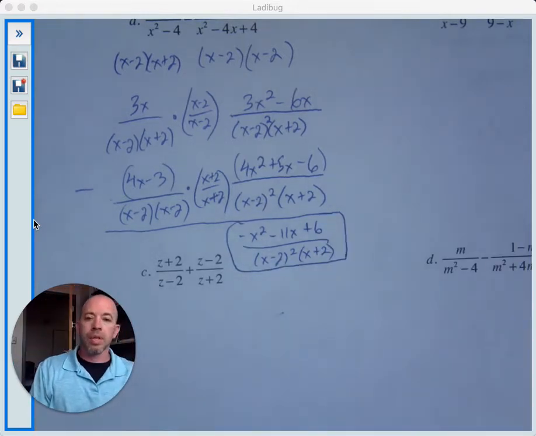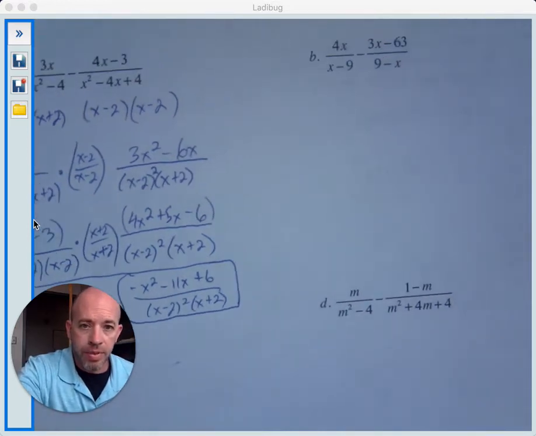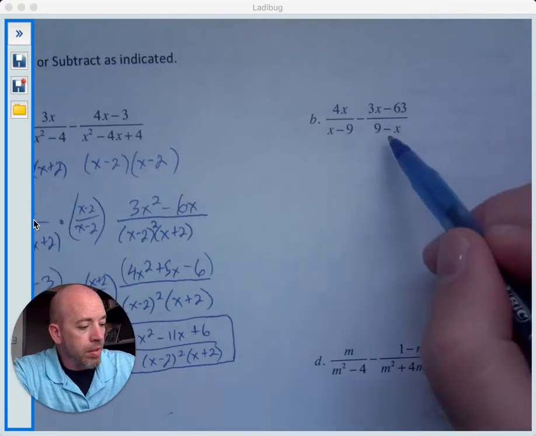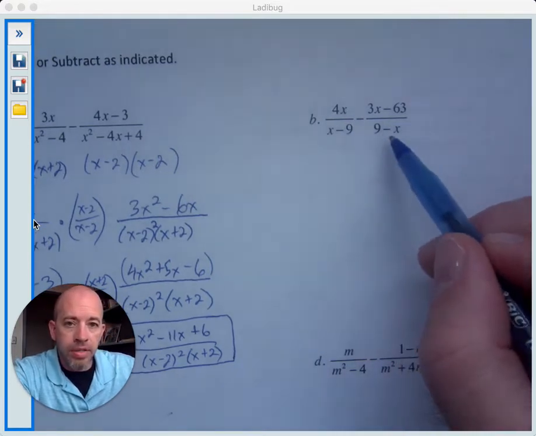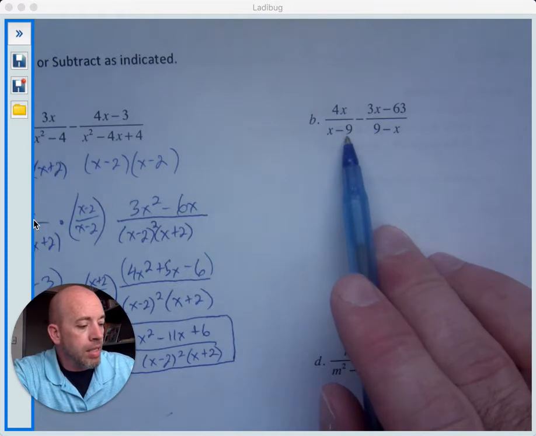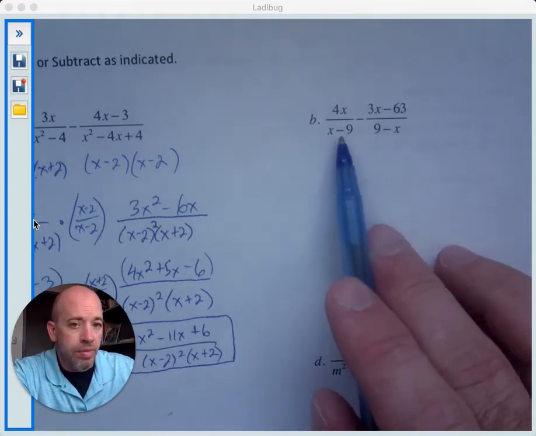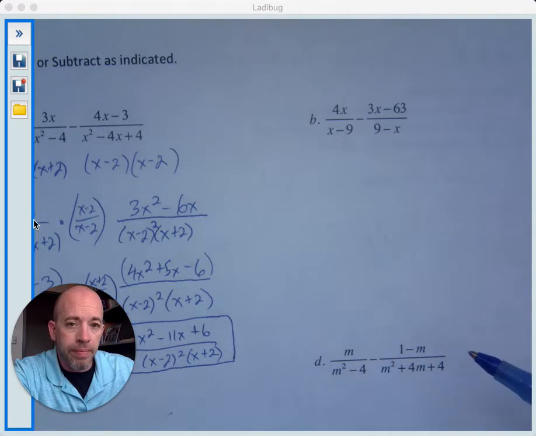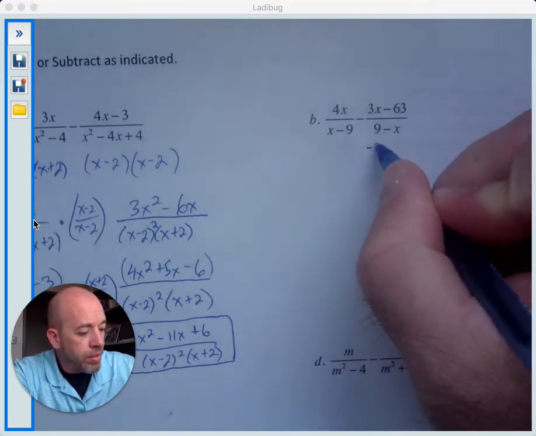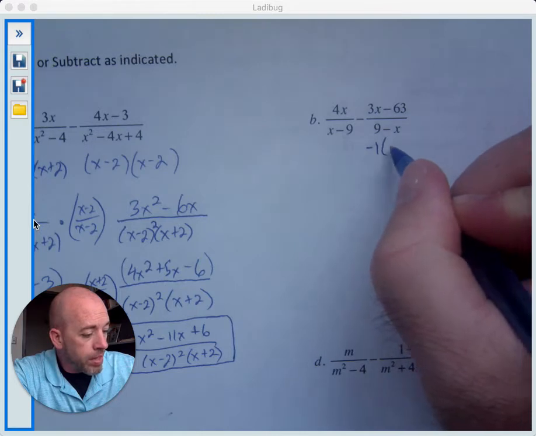Okay. Let's look at the next one. So, we want to get these to look the same really, but remember, if we have an x minus 9 and 9 minus x, they're only different by a factor of negative 1. So what I could do is factor a negative 1 out of both of them. If I factor a negative 1 out of one of them, it becomes x minus 9.